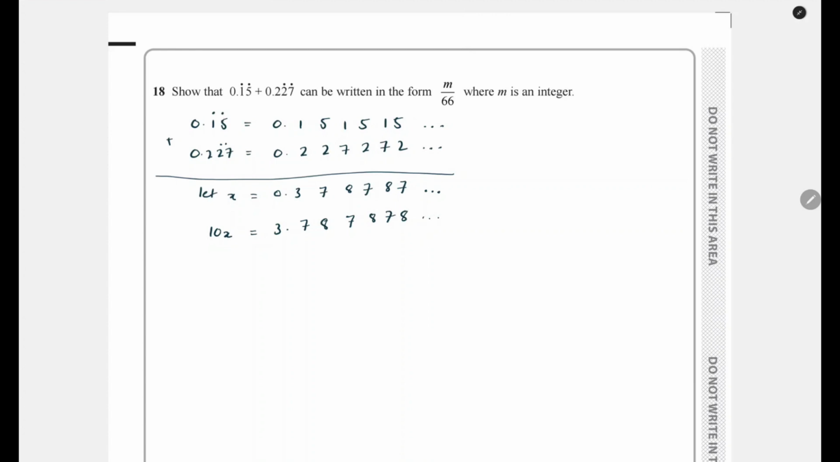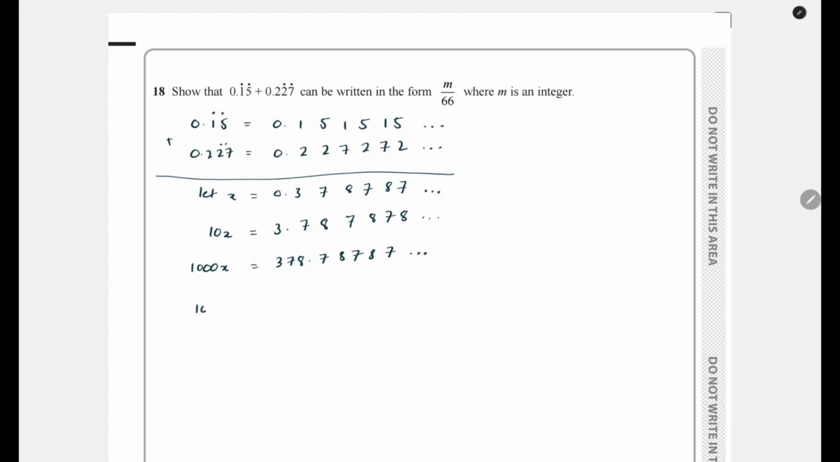The aim of what we're trying to do here is we're trying to get rid of everything that's recurring. So everything after the decimal place. So 1000x is equal to 378.7878 and so on and so forth.